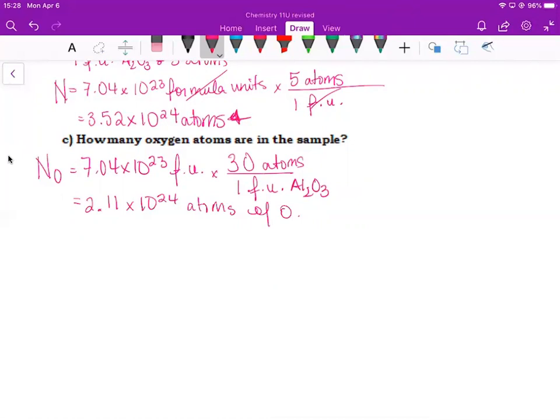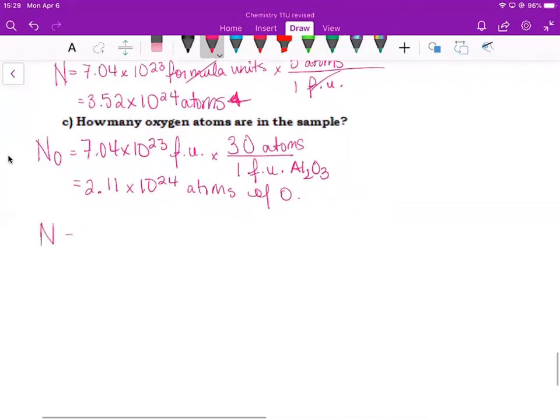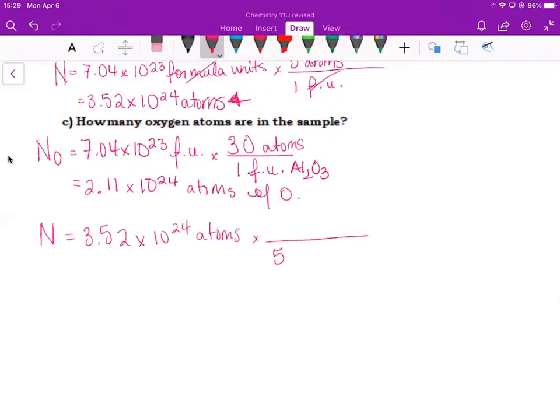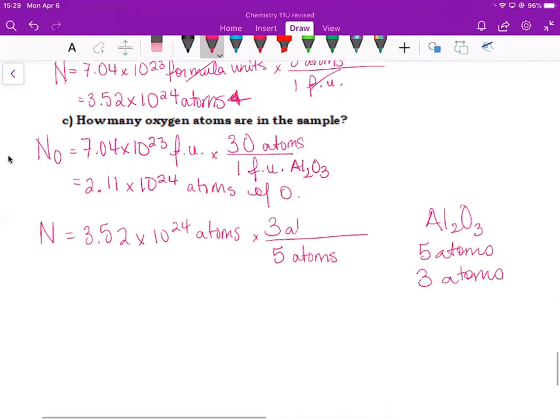Okay, say if I took the answer from B. So number of atoms is 3.52 times 10 to the 24 atoms. Well, for every 5 atoms, okay, so think about Al2O3. There's 5 atoms that we use to convert, and 3 atoms of those 5 are oxygen. So for 5 atoms, 3 atoms are oxygen. So again, you're always putting what you want over what you got.